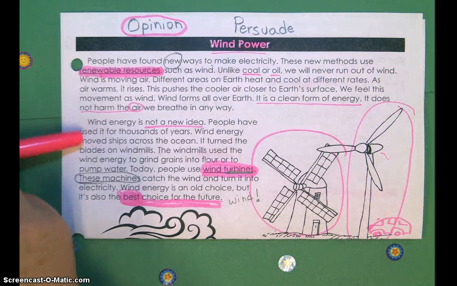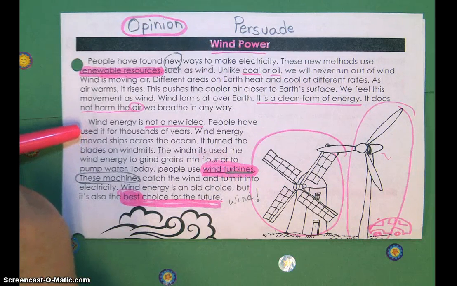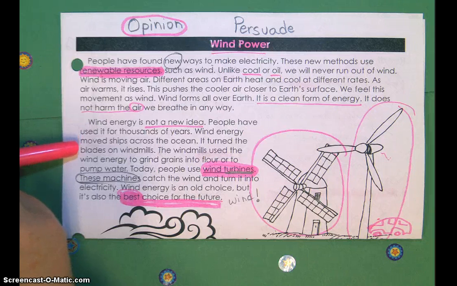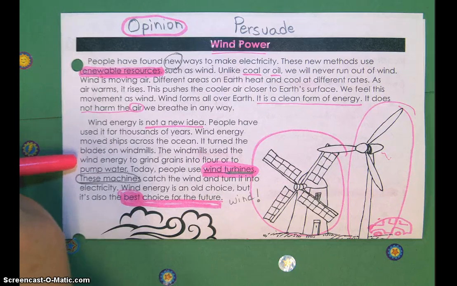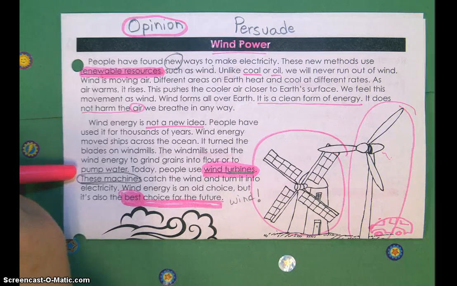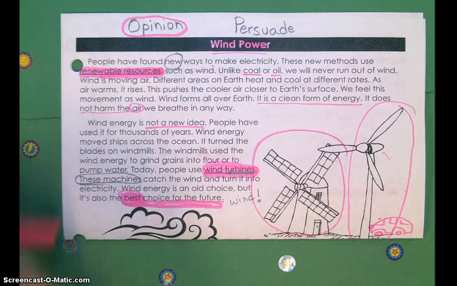Nice job. Second paragraph. Ready? Begin. Wind energy is not a new idea. People have used it for thousands of years. Wind energy moved ships across the ocean. It turned the blades on windmills. The windmills used the wind energy to grind grains into flour or to pump water. Today, people use wind turbines. These machines catch the wind and turn it into electricity. Wind energy is an old choice, but it is also the best choice for the future.